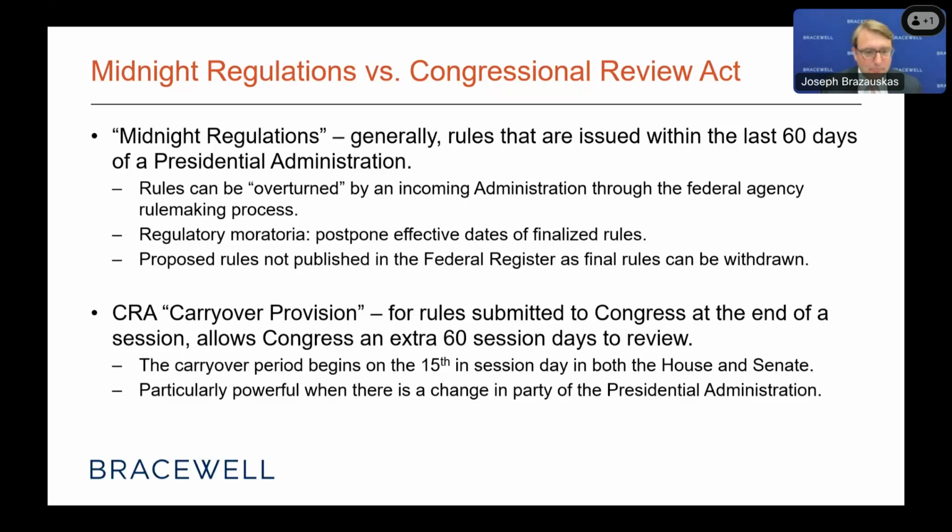So for example, as we're headed into an election year here in 2024, any rule that is finalized by the Biden administration within the last 60 days of congressional session, if there's a change in president, if it's President DeSantis or President Trump or whomever on the Republican side, Congress will have an extra 60-session day of review under a potentially Republican president to disapprove some of the rules that were promulgated by the Biden administration.